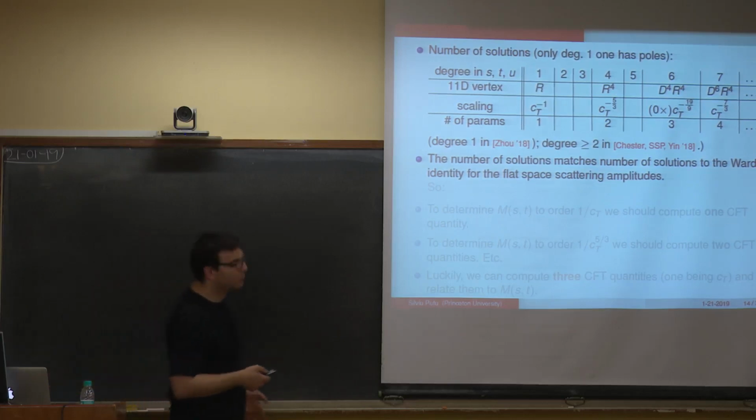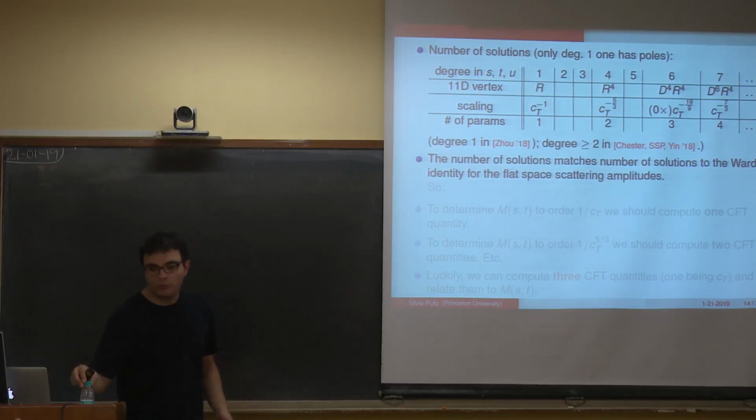And is there some symmetry in this S, T, U? Yes, there is complete crossing symmetry. So that's why the powers are growing so slowly. Correct.